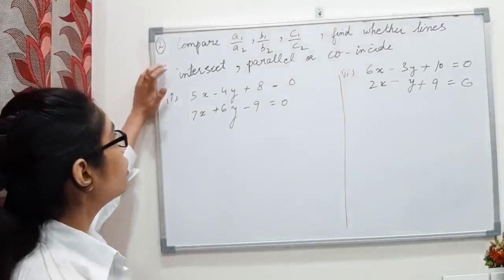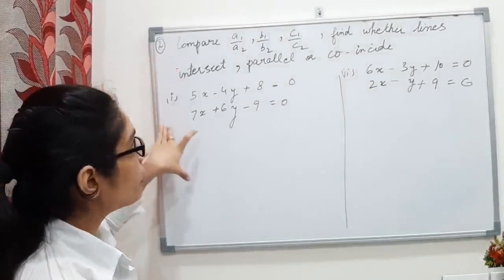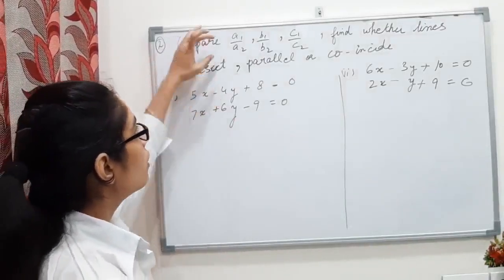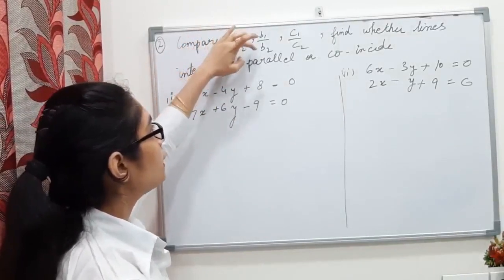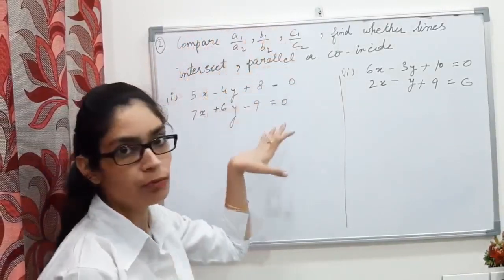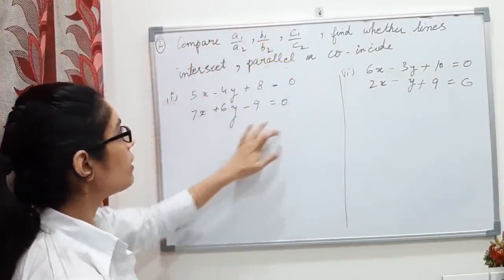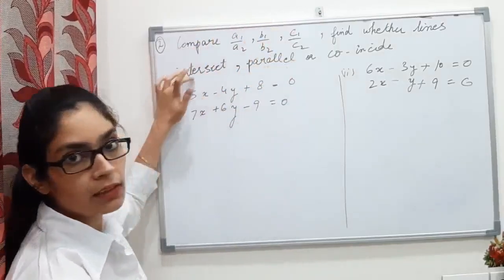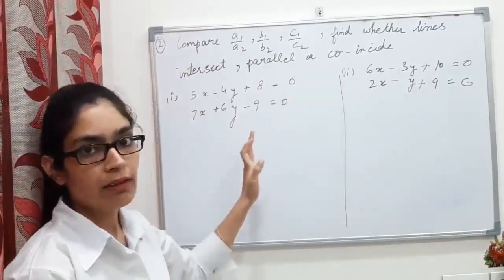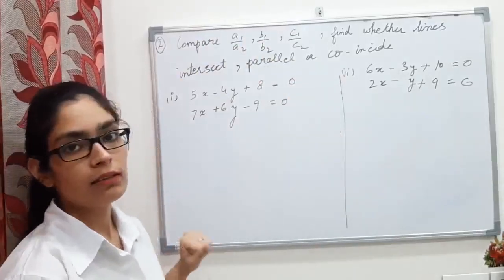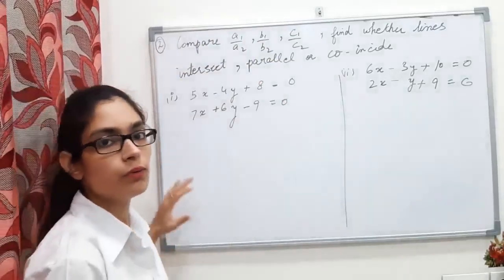In the second question, they have given us equations, and on comparing these values a1 by a2, b1 by b2 and c1 by c2, we have to find whether these equations will intersect, be parallel, or coincide. I will do two for you, and the third, there are three parts, you can do yourself.